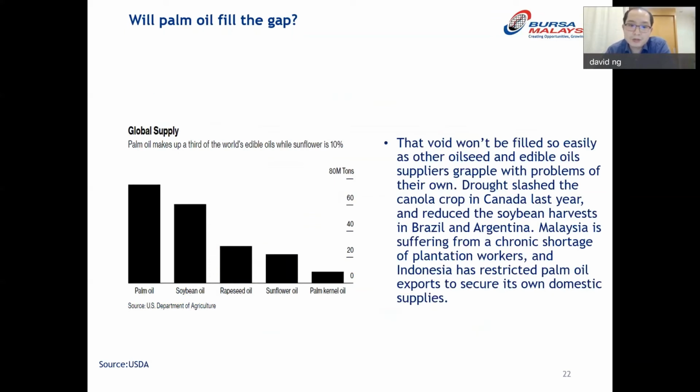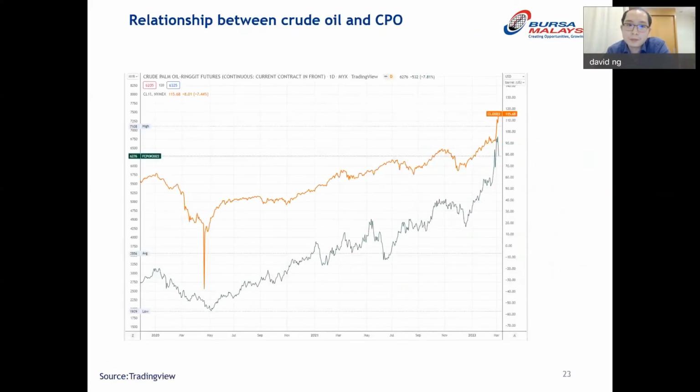So yeah, this is just to show you, if you're talking about the other vegetable oil markets, palm oil currently is really the answer to the world. I don't think soybean oil, rapeseed, and sunflower oil are sufficient to meet the world's vegetable oil demand. I think palm oil will have to come in to fulfill that demand.